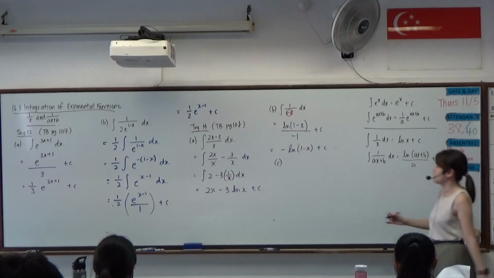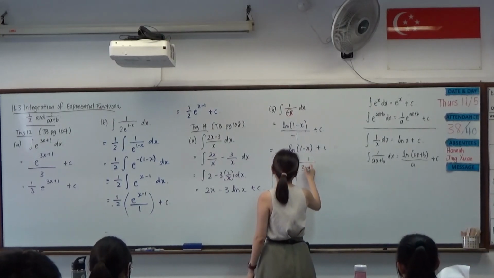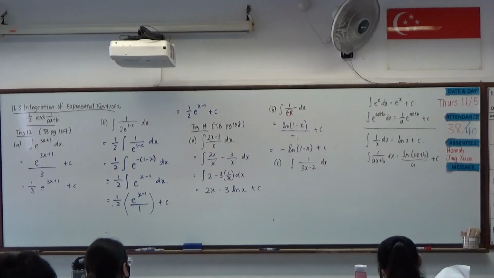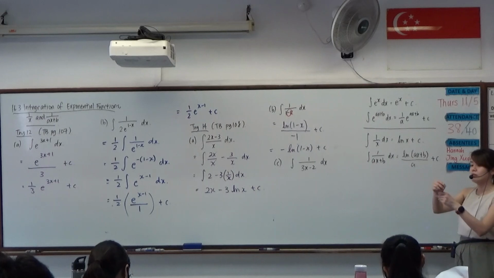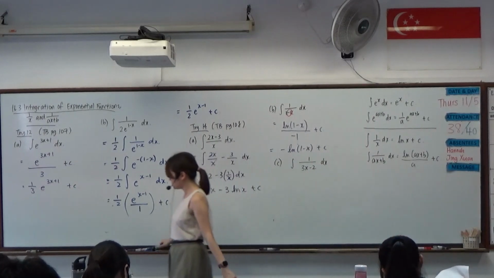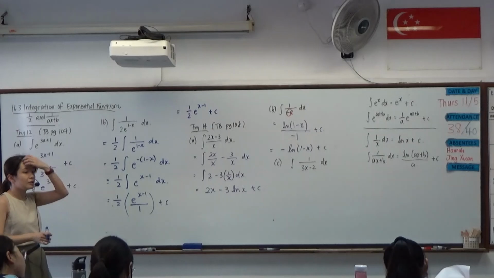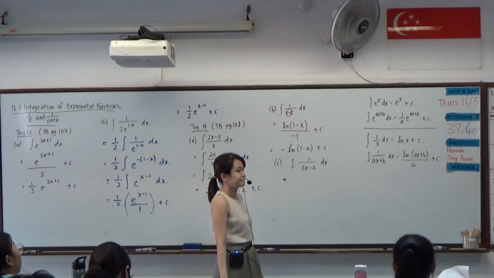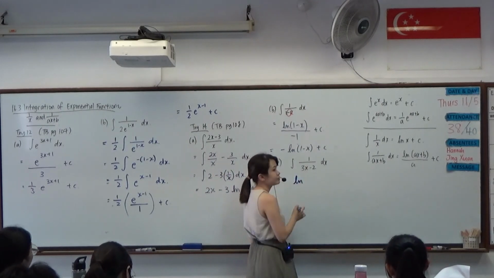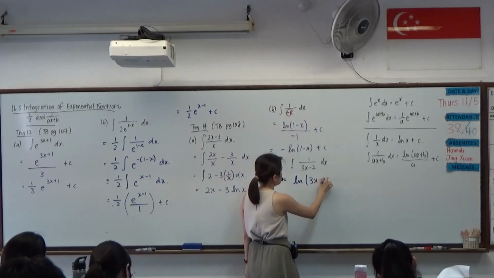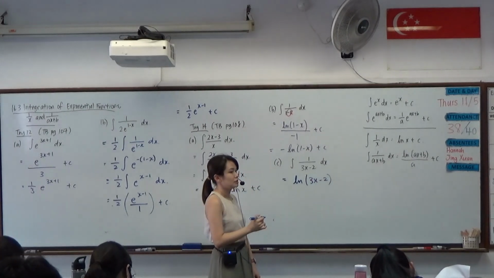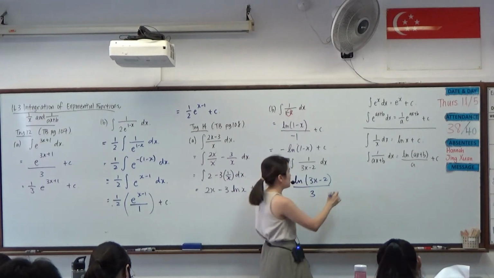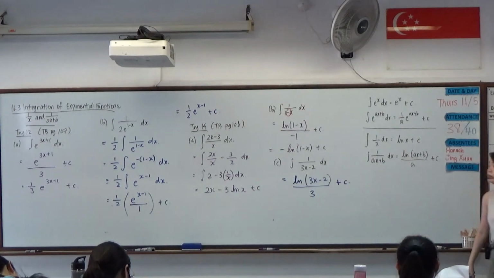And then, if I want to integrate 1 over 3x minus 2, what will our answer be? Xue Jian, what do you think? Ln 3x minus 2, over 3, plus c. Great. We can leave our answer like that already.